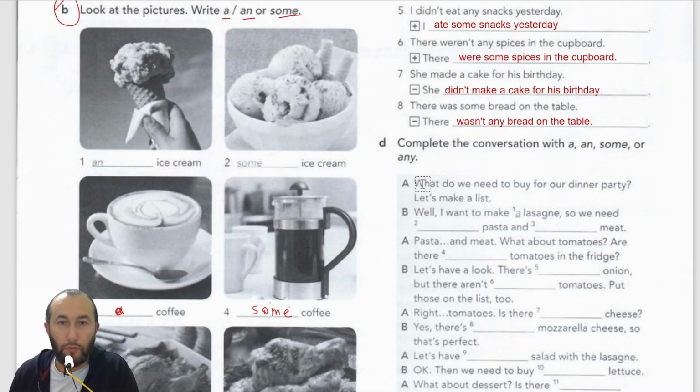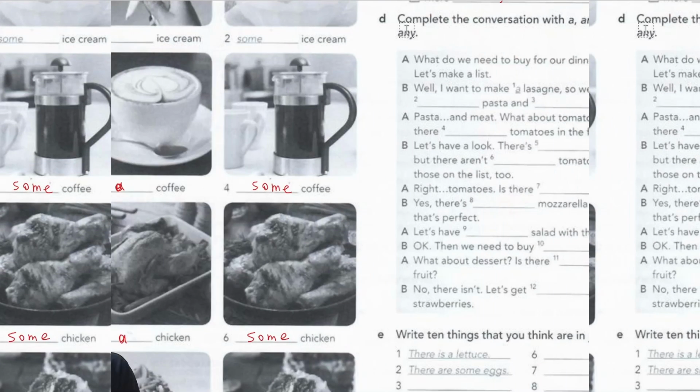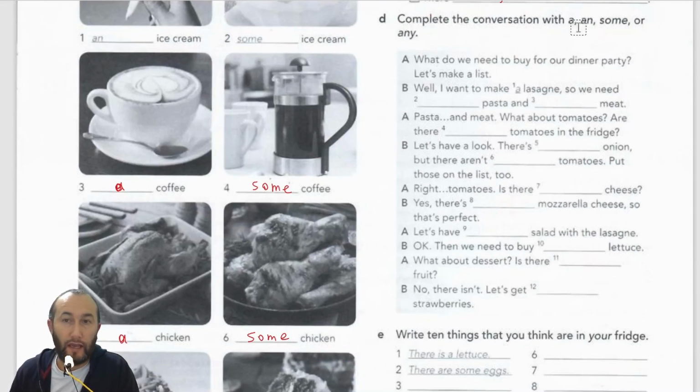And that's it. So we're moving to exercise D. Complete the conversation with a, an, some, or any. Right? Let's do that. So A is asking here, what do we need to buy for our dinner party? Let's make a list. So B says, well, I want to make a lasagna. So we need some pasta. So lasagna is an Italian food, right? So we need some pasta and some meat.